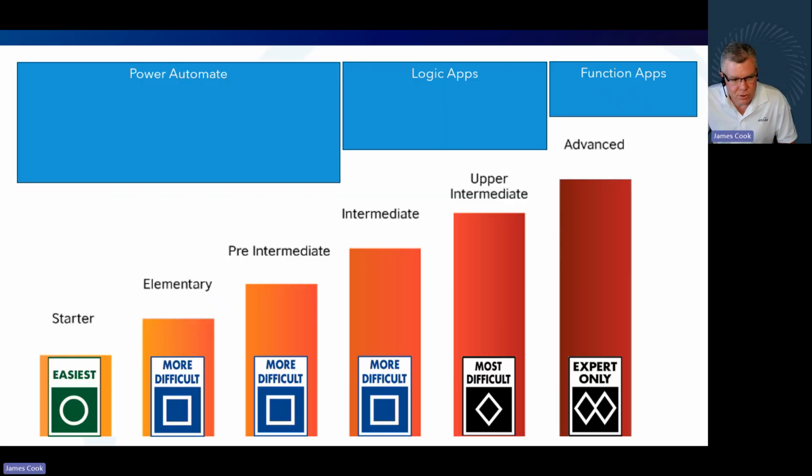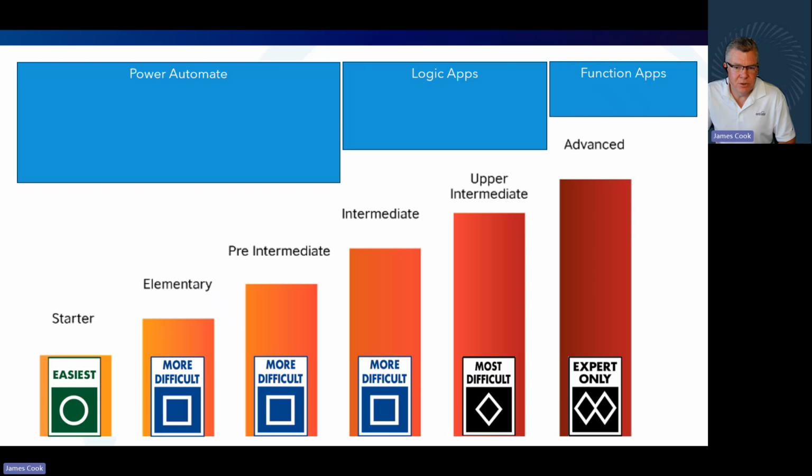I live in Colorado, so I thought it would be useful to throw out some ski difficulty signs to help us understand where we might begin. So Power Automate covers the gamut from easiest to more difficult. Logic Apps cover that gamut from more difficult to most difficult, and Function Apps are really experts only.